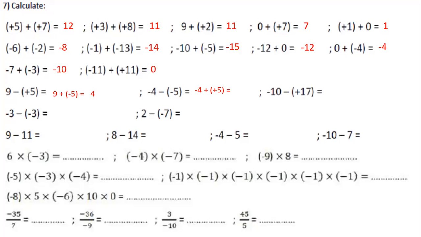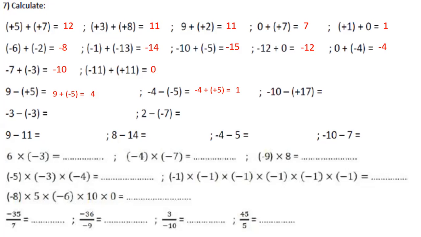The rule says the sign of the result is as the greatest, and we subtract. Meaning the sign of the bigger number, and we subtract. What is the sign of the bigger number? Positive. Bravo, positive 1, right.